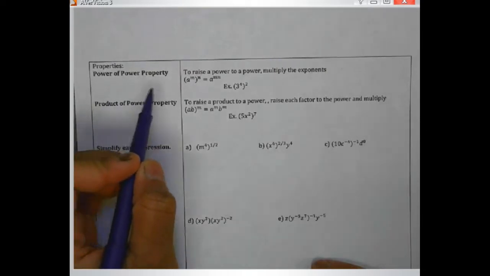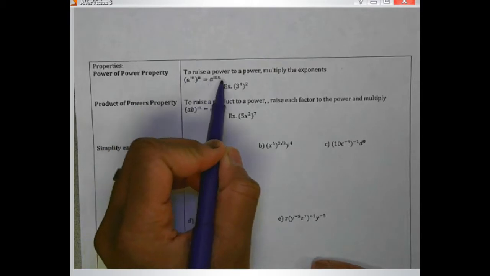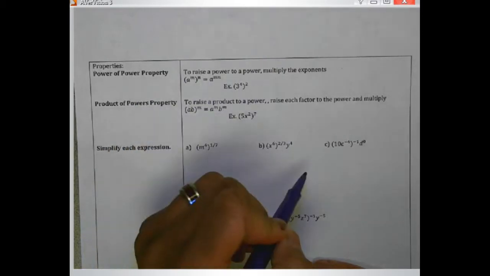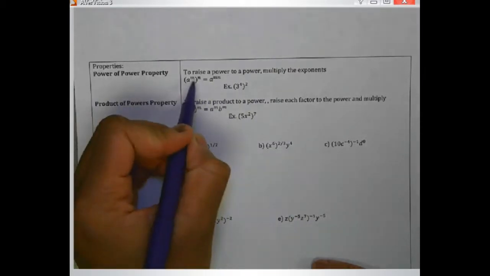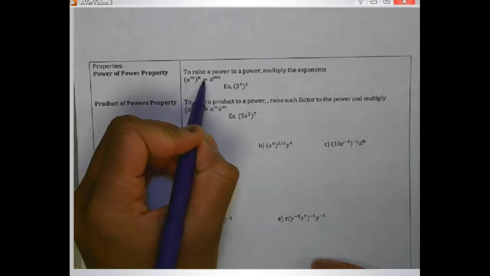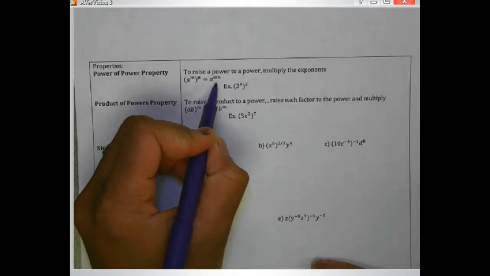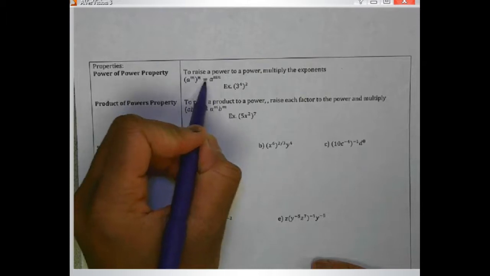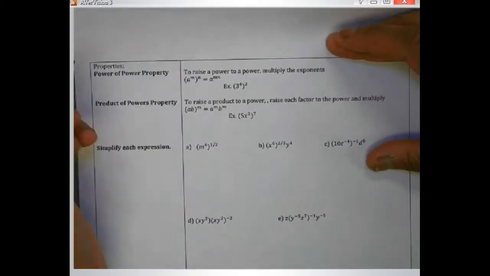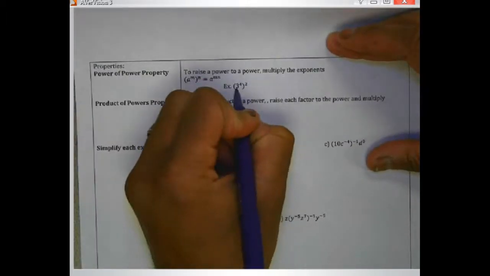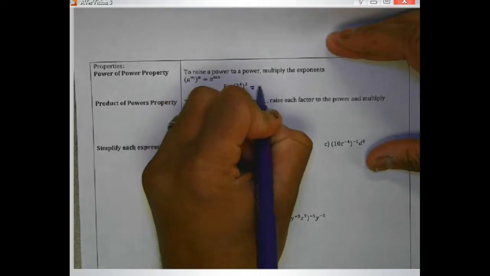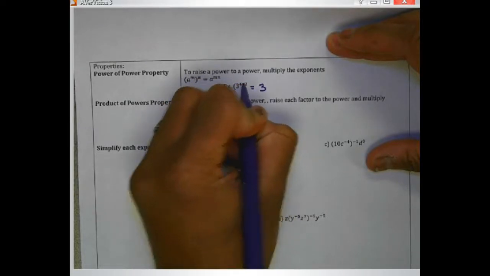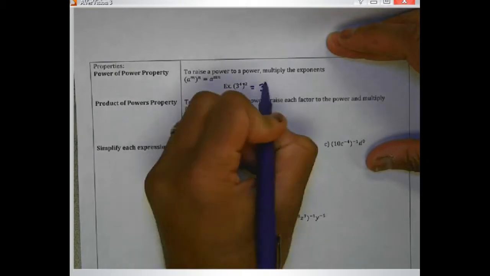property, and it states to raise a power to a power, multiply the exponents. So if I have a power right here and I'm raising it to another power, it's just going to become a bit more powerful by multiplying the two exponents. So if we're looking at it, based upon the rule, all I should be able to do is have 3 to the 4 times 2 is 8.